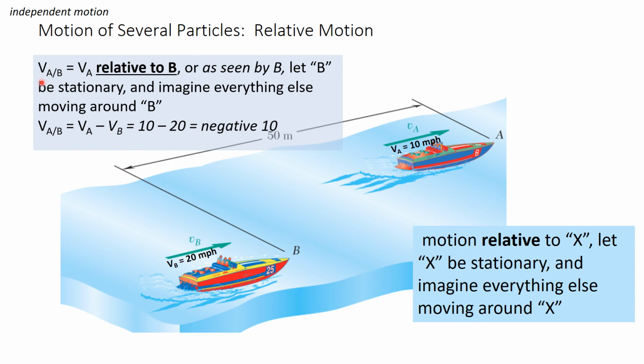Here's the nomenclature. If you see V A/B, this means A relative to B, or A as seen by B. This is always confused, what's relative to what. Usually when we measure velocities, like this boat is going 20 miles an hour and this boat is going 10 miles an hour, but what are they relative to one another? This velocity is relative to something.